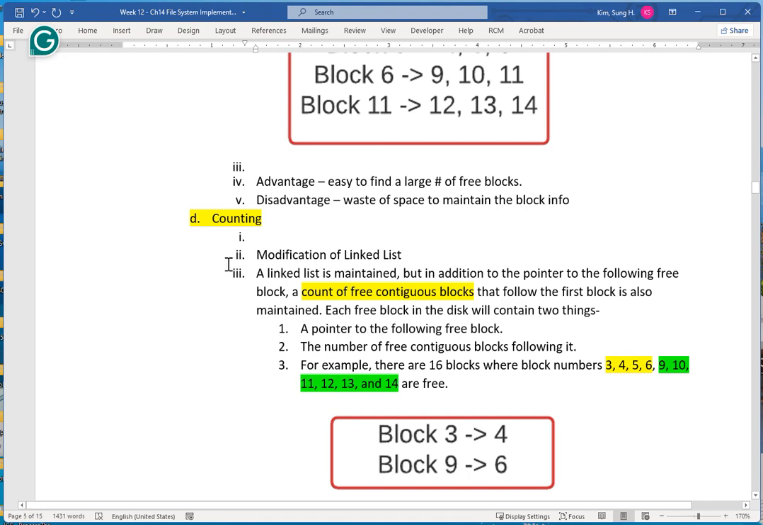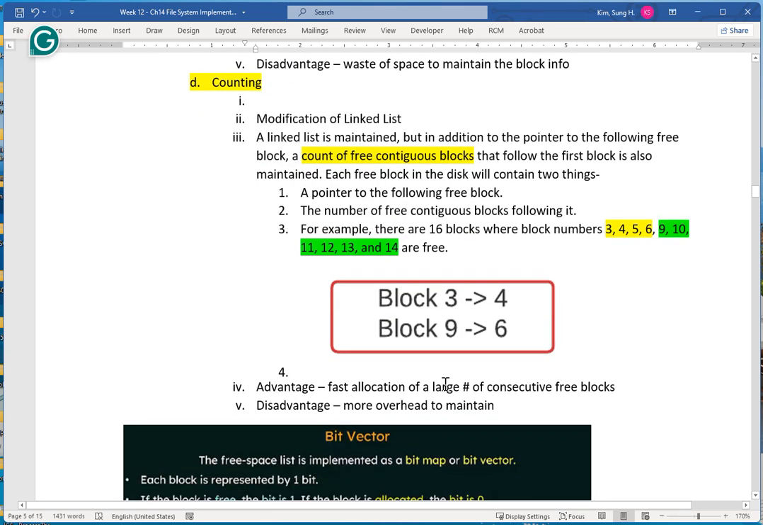Then there's counting, similar to the block approach, but it tells you how many contiguous free blocks there are at a particular block. So it says at block 3, there are 4 of them: 1, 2, 3, 4. They happen to be contiguous. And at block number 9, it says there are 6 contiguous blocks that follow. This is useful because if you need a contiguous set of blocks, you scan through these, see how many you need, and it tells you what that is.